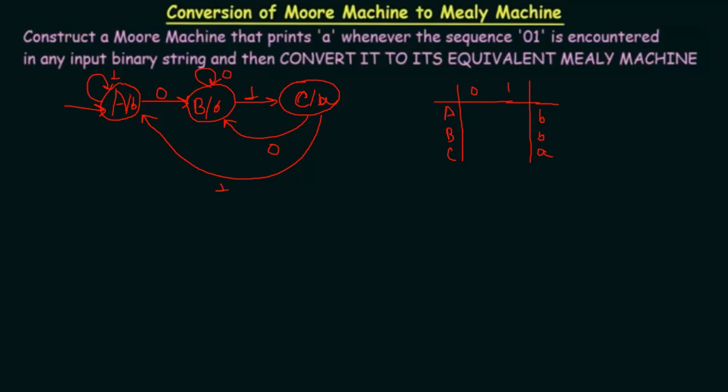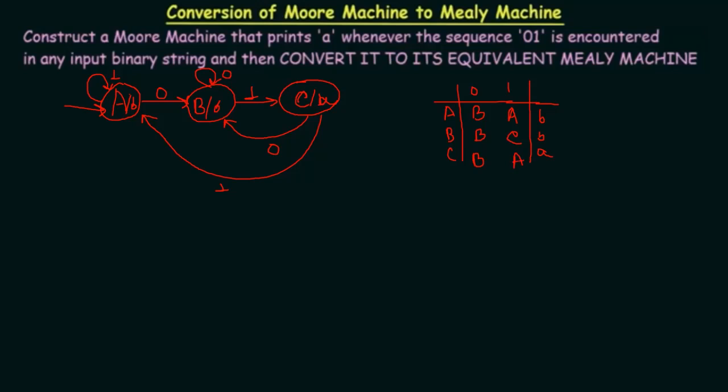Okay, for 0, A produced the state that was B. For 1, A produced A. For 0, B produced B, but for 1, B produced C. For 0, C produced B. For 1, C produced A. That is the total transition table.